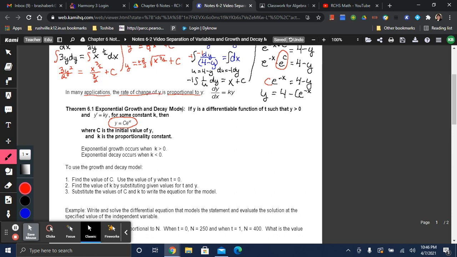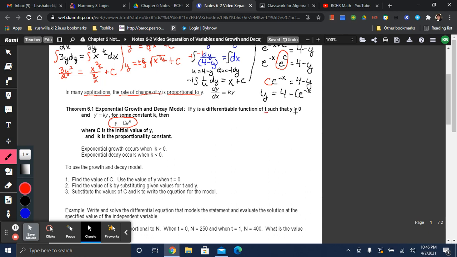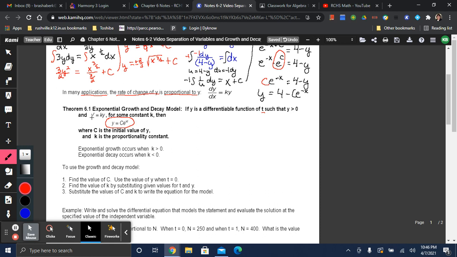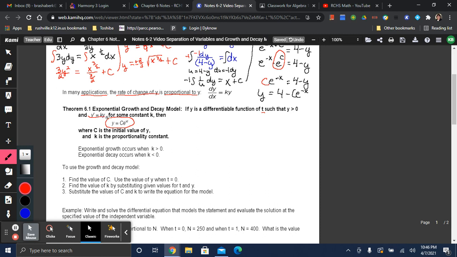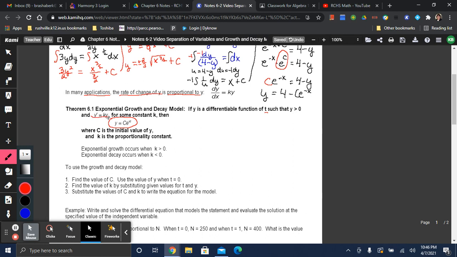And so it says if y is a differentiable function of t such that you have a positive value for y and y prime, and again, this y prime is our dy dx, so dy dx equals k times y for some constant k, then your equation y equals ce to the kt will be your exponential growth or decay model, and c is the initial value, and k is that proportionality constant.